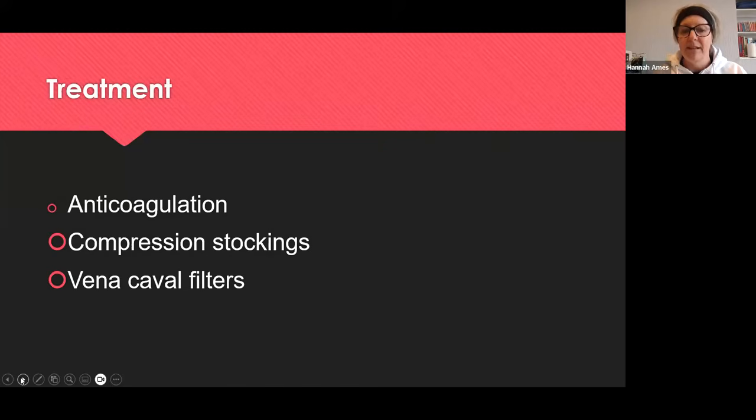Treatment. So first line treatment is anticoagulation therapy. Compression stockings, more so to prevent or reduce the post-DVT symptoms and syndrome that patients can get. And if patients aren't suitable for blood thinners and anticoagulation for whatever reason, other conditions, then we can put in vena cava filters. They don't treat it as such, but they stop small fragments of the blood clot traveling up to the lungs and catch it like a little fishing net, if that's how you want to think about it.